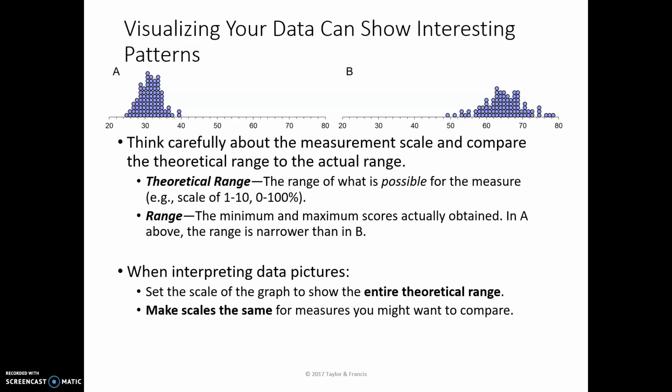Additionally, and I think this is really important too, you'll notice here that even though I'm not showing the entire theoretical range, I do show from 20 to 80 for A and 20 to 80 for B. Make your scales the same for measures that you're interested in comparing. If your axes are different, if your ranges or scales are different, you're making an unfair comparison. And again, you're trying to make your data sound more impressive than it might actually be.